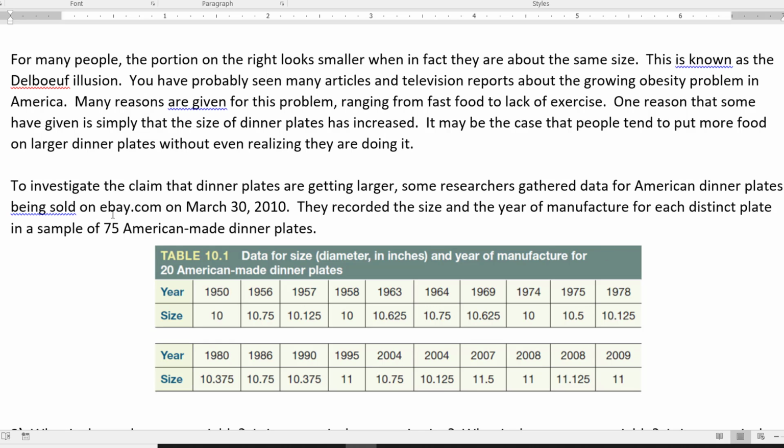To investigate that claim that dinner plates are getting larger, some researchers gathered data for American dinner plates being sold on eBay on March 30th, 2010. They recorded the size of the plate and the year of manufacture for 75 different plates. Here we have some examples. In 1950, they found a dinner plate with a 10-inch diameter. A plate made in 1956 was 10.75 inches in diameter, etc.